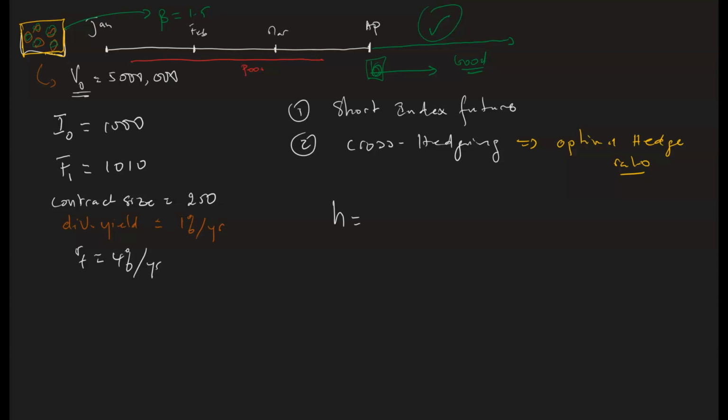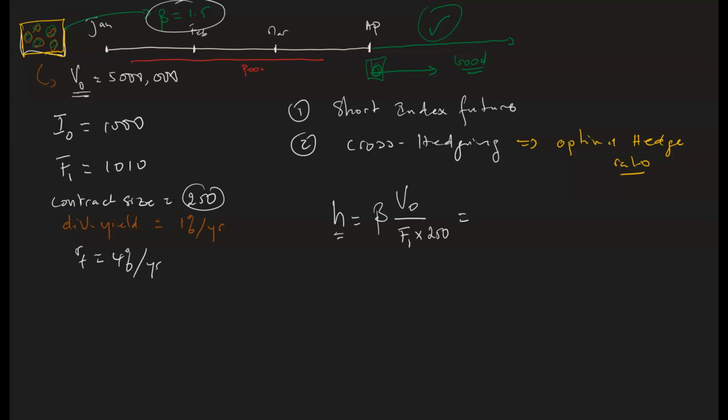And that beta is essentially what we're given here. So that hedge ratio is going to be equal to the beta multiplied by the value of our portfolio, that is the value of the portfolio that we're hedging, divided by the value of the futures contract. And the value of that futures contract is going to be equal to our index futures price, F1, multiplied by the contract size. The contract size is 250, so we're going to multiply that by 250.